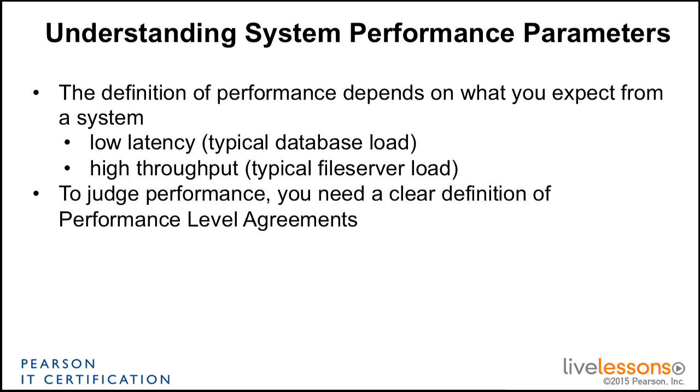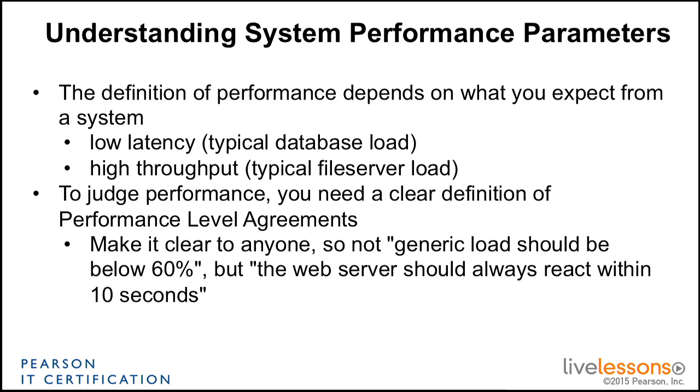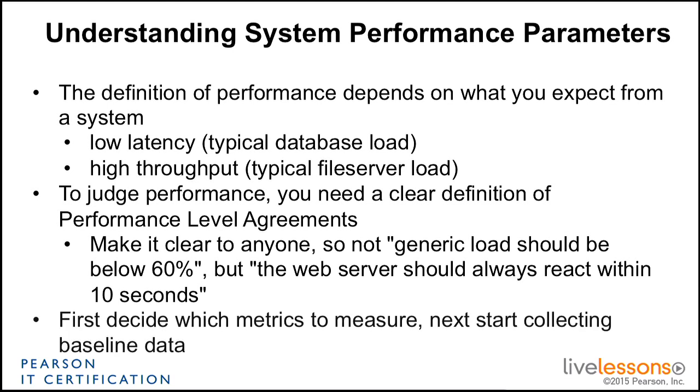To judge performance, you also need a clear definition of the performance level agreements, which means that you should know for sure what exactly is expected. So make it clear to anyone. Not "generic load should be below 60%", because that doesn't say anything, but "the web server should always react within 10 seconds." That is what your users really care about. So first you need to decide which metrics to measure, and next you can start collecting baselining data and monitoring your systems.